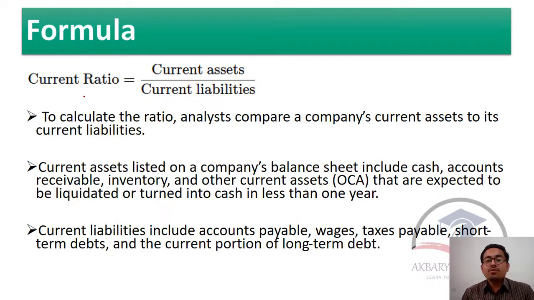The current ratio is equal to the current asset of the business divided by the current liability of the business. What is current asset? Those assets which can turn into cash within 1 year. And what's current liability? Those obligations which are payable within 1 year.